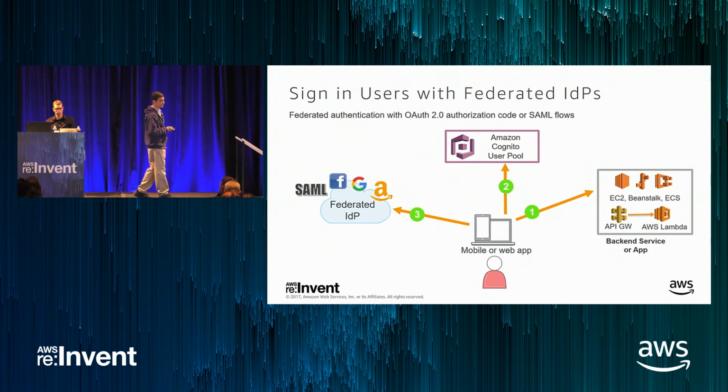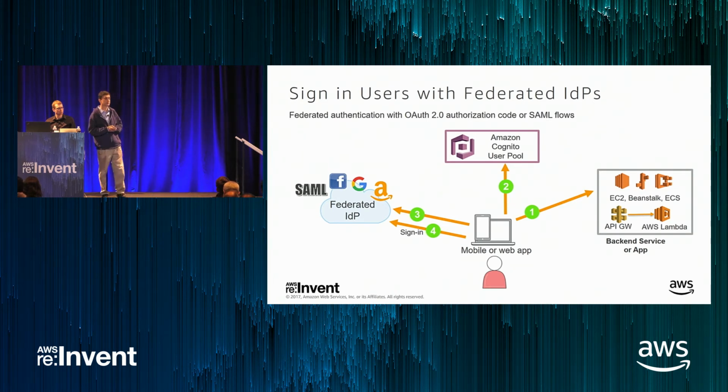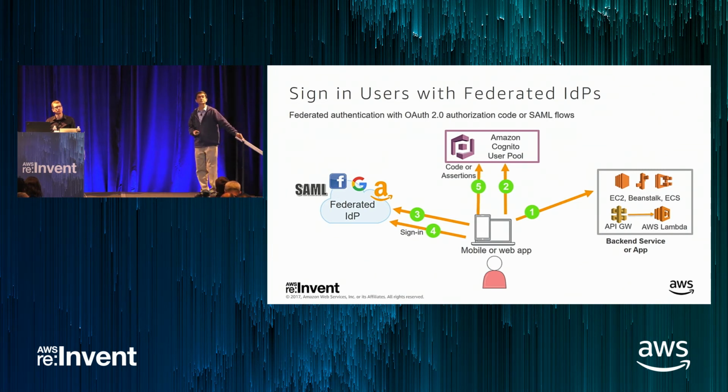So the user is redirected to one of Facebook or Google or Amazon, or for a business app, a SAML-based identity provider. And the user signs in over there using a password or whatever other authentication factor. And once that's done, it returns a code, if you're using the OAuth authorization code flow, or in the case of SAML, a set of SAML assertions. And your app sends those assertions back to Cognito. Again, these are all HTTP redirects and posts.